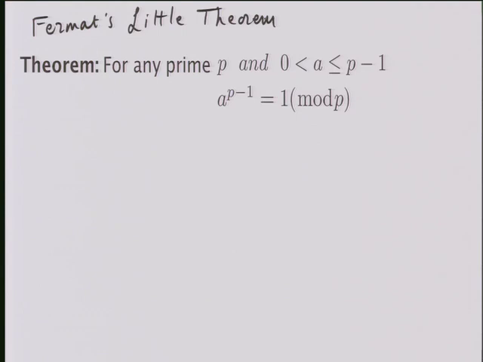What it says is, if you have any prime p, and if you take any number a mod p which is not 0, then a to the p minus 1 is congruent to 1 mod p. So for example, if you look at the number 11, and you look at any number like 2, 2 to the power of 10 must be congruent to 1 mod 11.